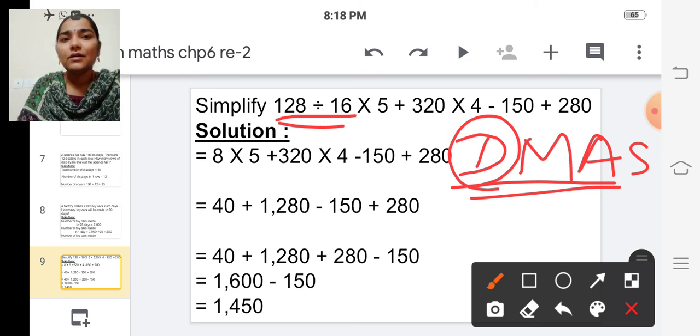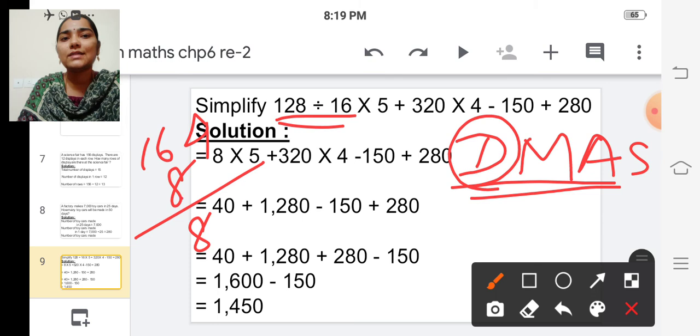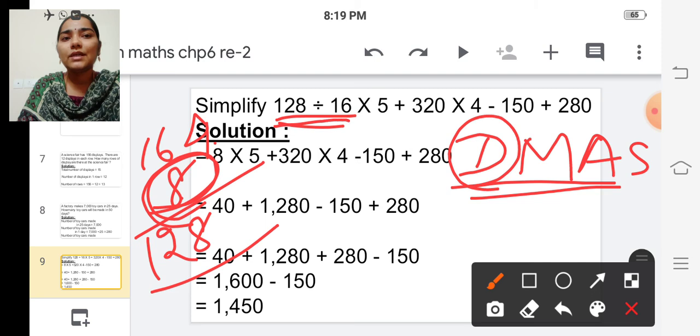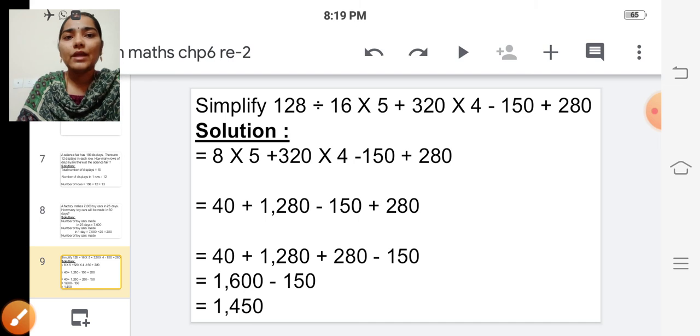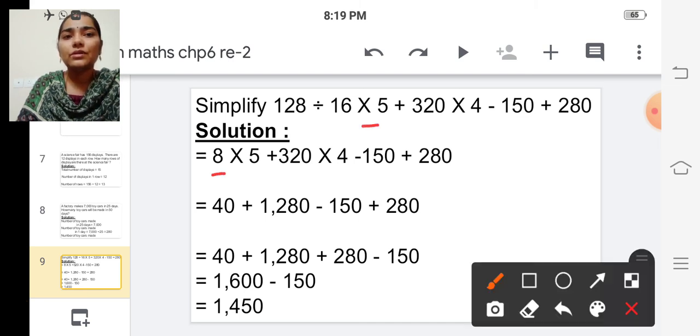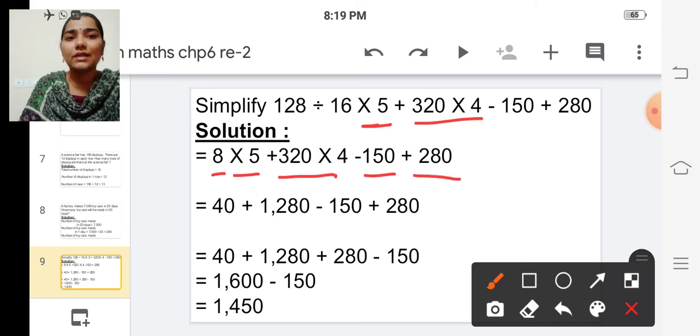So if we divide, 16 into 8 is 128. 8 sixes are 48, so remaining 4, 1 8s are 8. 8 plus 4 is 12. So the quotient is 8. Isn't it? So 8 times it will go. So 128 divided by 16 will become 8. So 8 into 5 plus 320 into 4 minus 150 plus 280.